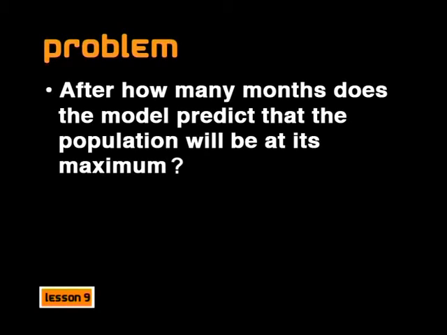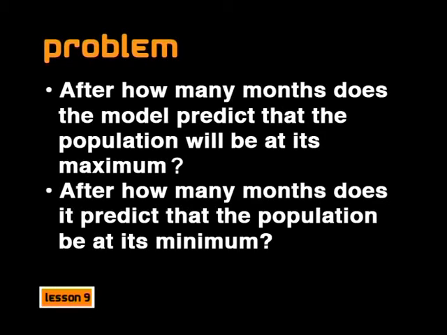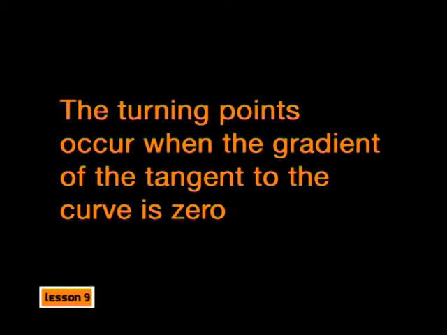The problem asks us to determine after how many months the population will reach a maximum, and then how many months later it will reach a minimum. Isn't that like finding the turning points? I guess that it is. Do you want to give it a go? Okay. We have shown that the turning points occur when the gradient of the tangent to the curve is 0.